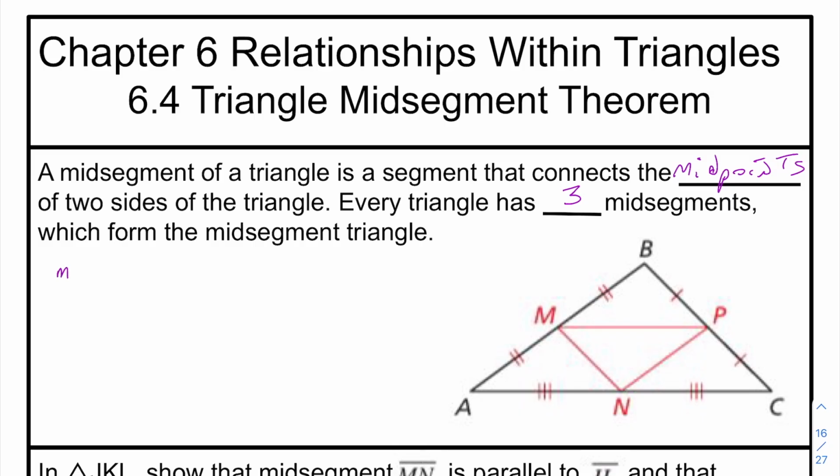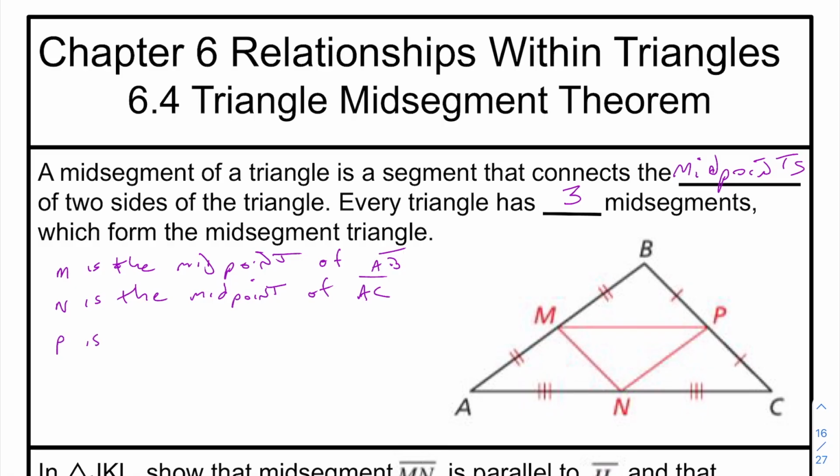So we know that M is the midpoint of AB, and N is the midpoint of AC, and P is the midpoint of BC, because all these segments are congruent on either side.